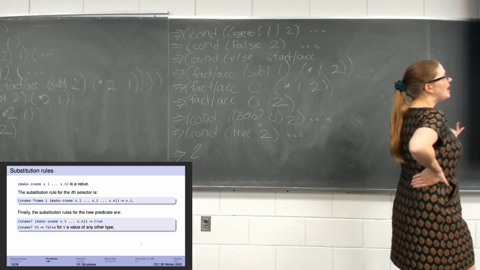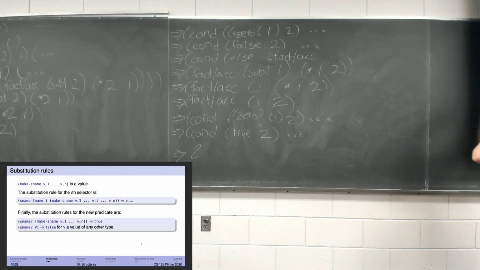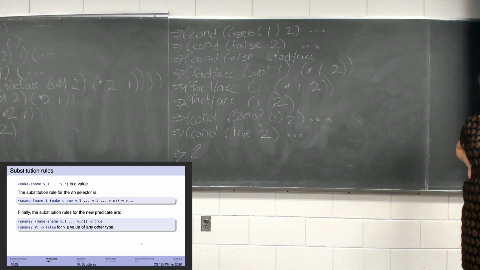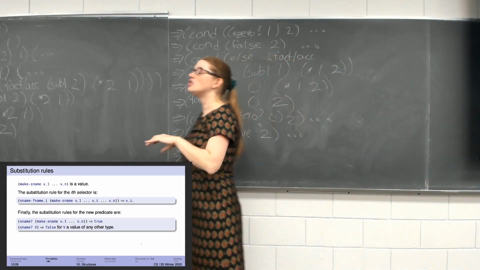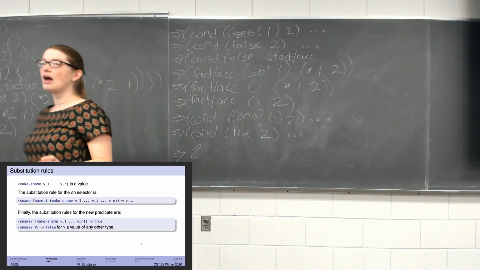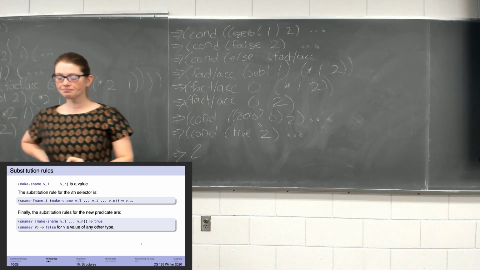The predicate behaves much the same way. If you pass the predicate a value and it is of that type, then it produces true. If you pass the predicate something else, it should produce false. They are built-in functions. You don't know their implementations, so you don't have to worry about any additional steps. Each of these evaluates in one.